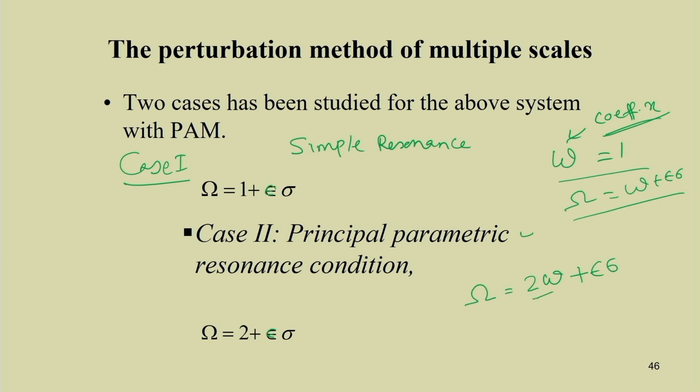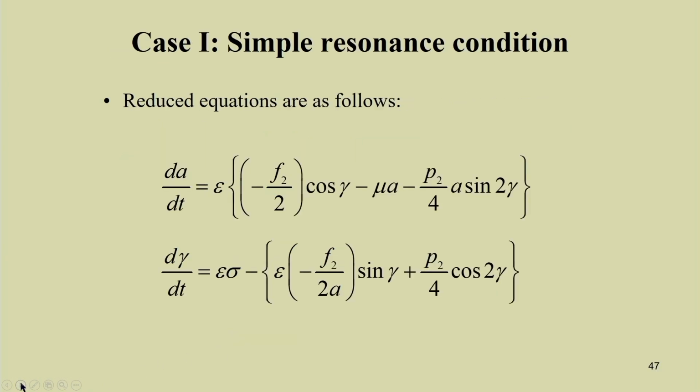So, here it is twice the natural frequency, and by using twice the natural frequency we can write this omega equal to 2 plus epsilon sigma. So, now we can get the reduced equation by using this method of multiple scale.